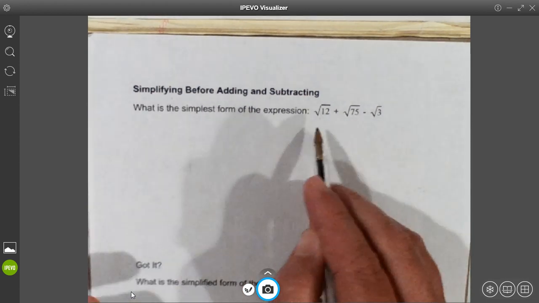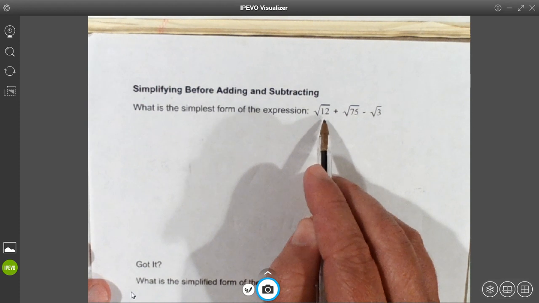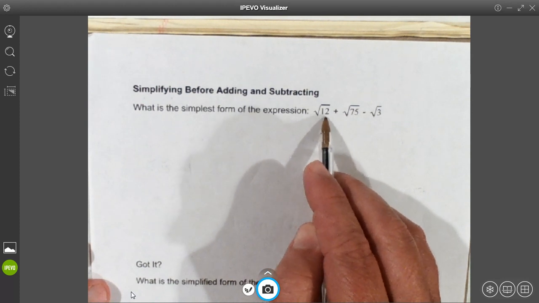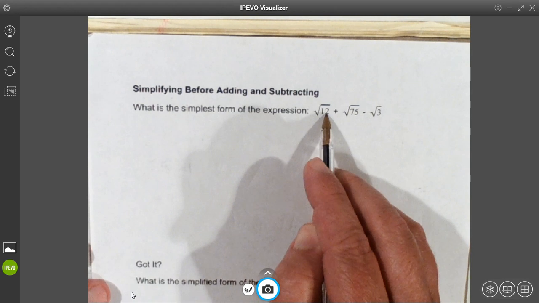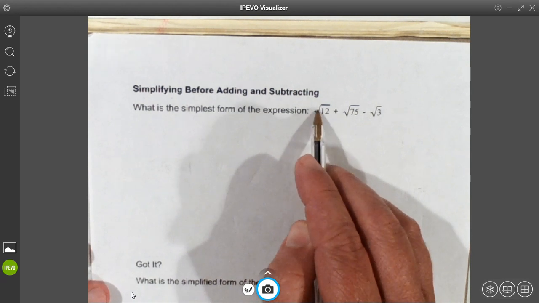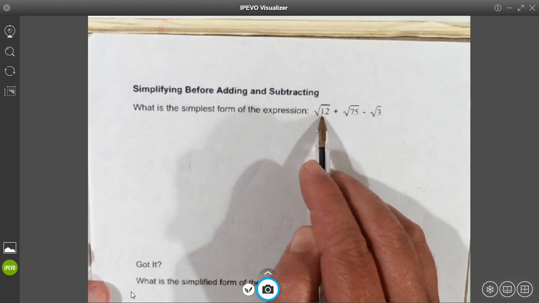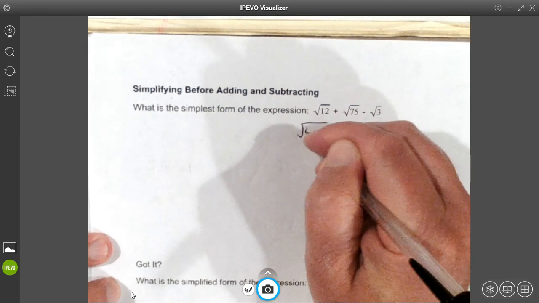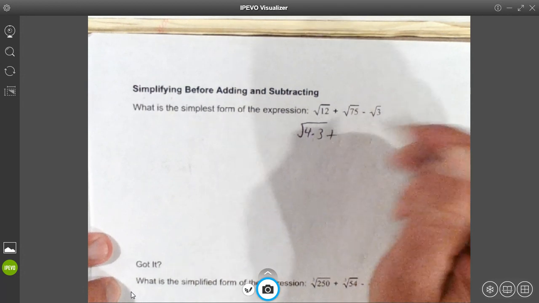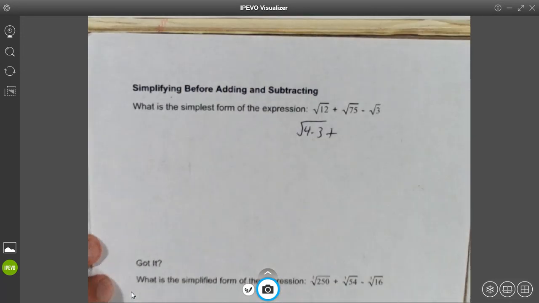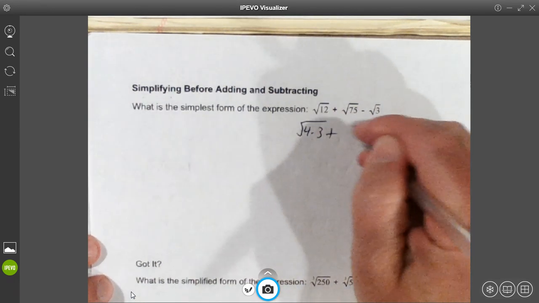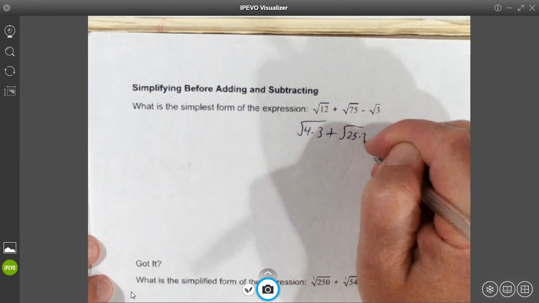In other words, square root of 12, how can we simplify that? Well, remember, we're looking for factors of 12 that are perfect squares. I'll give you a minute. 4. So this is 4 times 3, so that would be the square root of 4 times 3. What about 75? Does it have any factors that are perfect squares? Yep, I heard you. 25 times 3, so I can write that as the square root of 25 times 3.